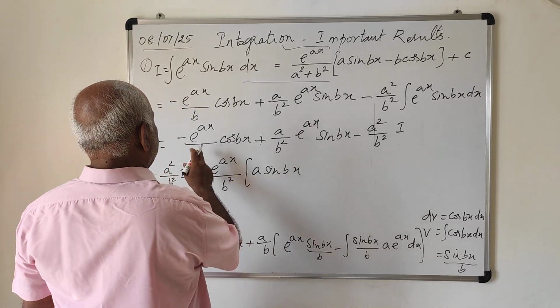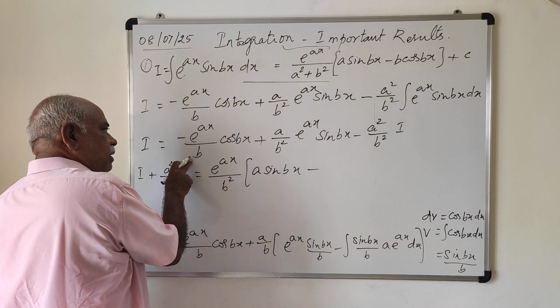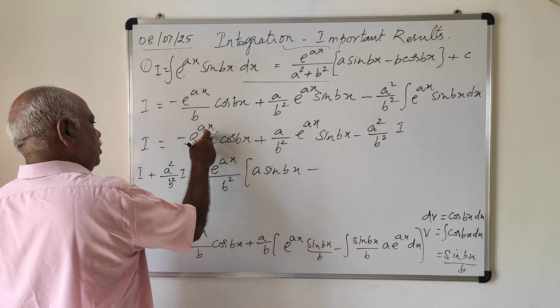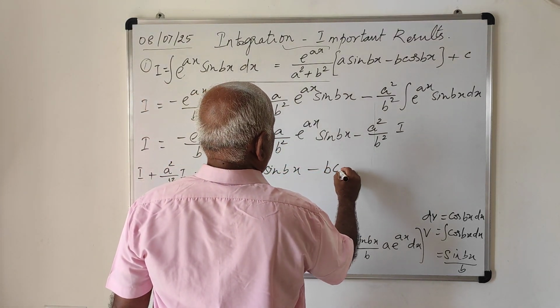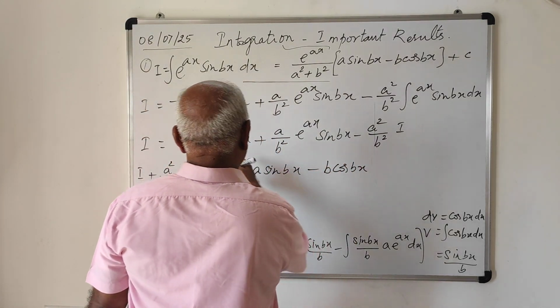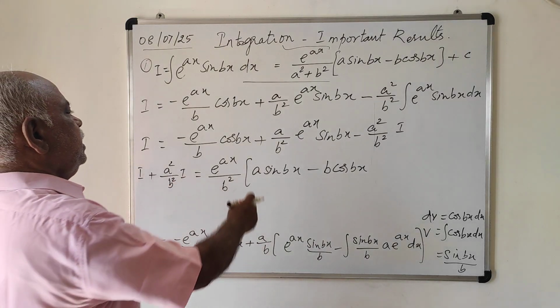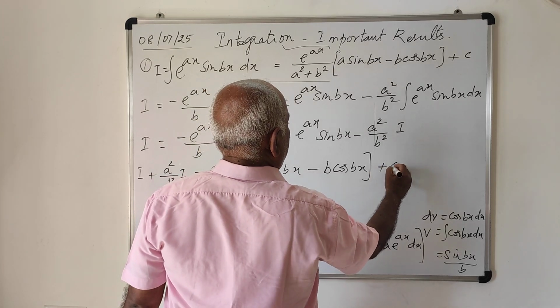Here minus, if you take e power ax by b square, only b is here, there is no b in the denominator. Multiply denominator and numerator by b, you will get b square. So numerator b cos bx. You multiply the numerator by b, you get b cos bx, and denominator by b, you get b square. So a sin bx minus b cos bx term will become, plus c.